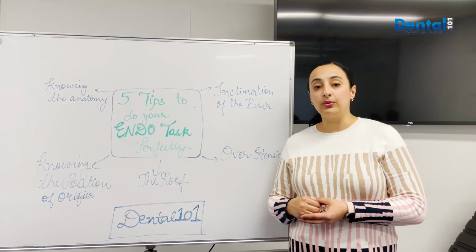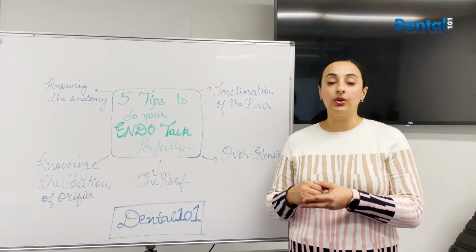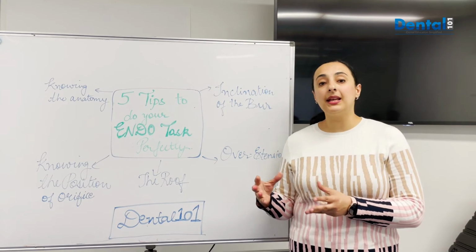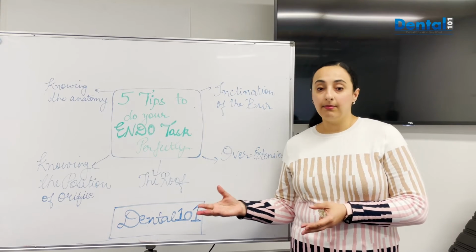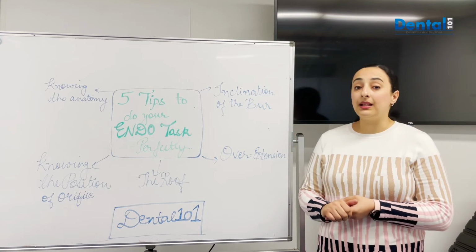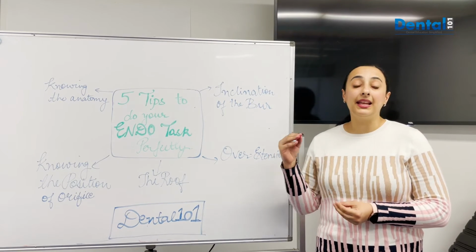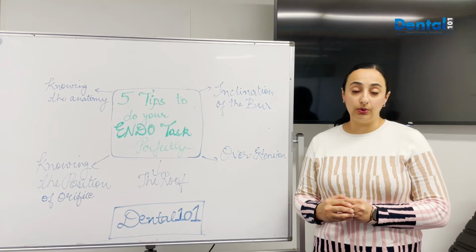You should be able to identify it really well and not compromise the tooth structure, because we want to do an access opening and at the same time not weaken the tooth, so we'll be able to restore it at the end. Make sure when you do the access opening to also understand the inclination of the burr, because this is a very important tip to do a good endo task.